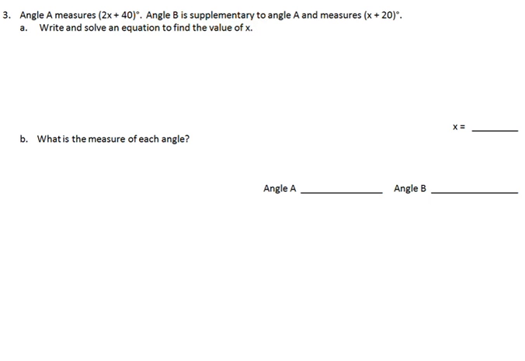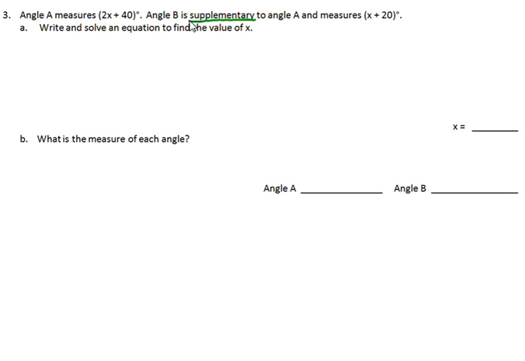Number 3, you've seen this question on your quiz. We have angle A that is 2x plus 40. Angle B is supplementary to angle A and measures x plus 20. And I take that back, you've seen a problem very similar to this on your quiz. Let's first start with supplementary.